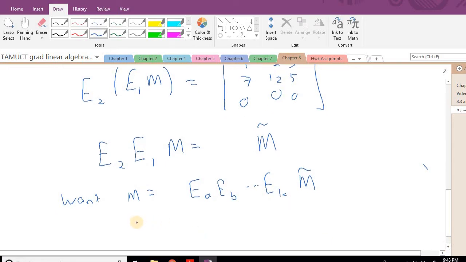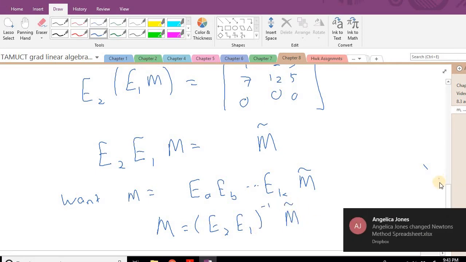Go ahead, Sheena. Sorry, don't you just do the inverse? Sure. So here I have M equal E2, E1, parentheses, like -1 is the inverse. Okay. All right, that's good. Now, you got to go one step further.